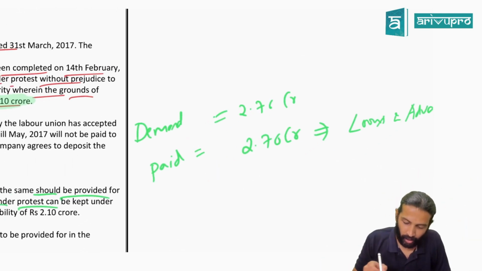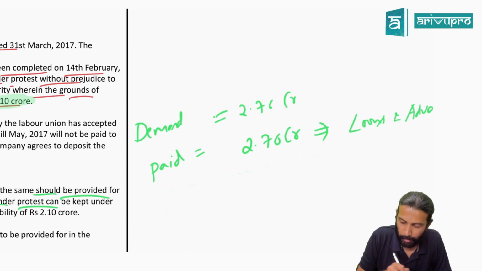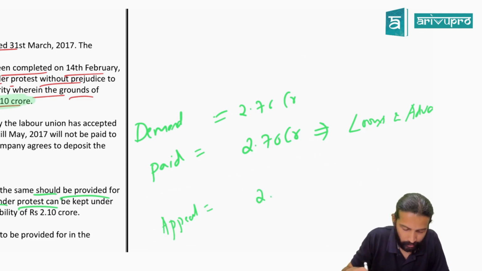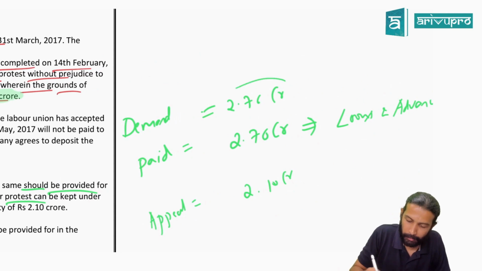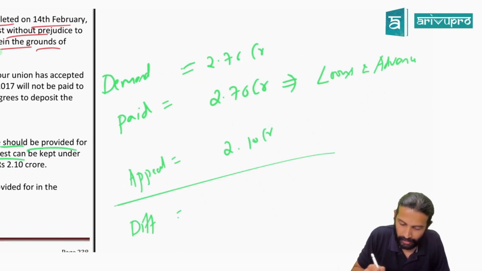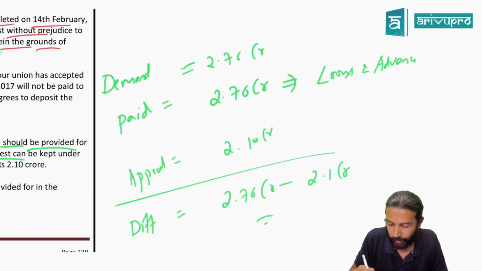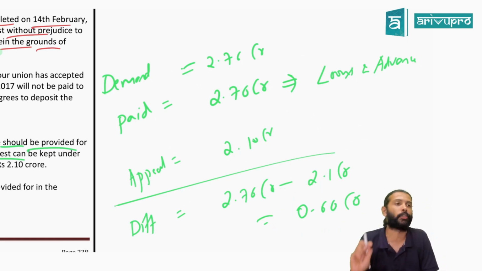All right. Next, what is the difference between these two? Actually, here there is no difference. What is the protest amount, sir? How much did you go for appeal? Appeal you only went for 2.10 crores. That means what is the difference between the demand and appeal? The difference is 2.76 crores minus 2.1 crores. How much is the difference? 0.66 crores.